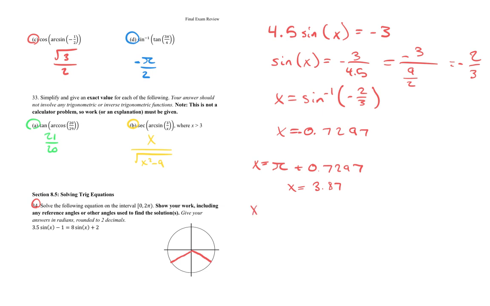Then the other one, we can imagine if we went a whole circle around, so 2 pi, and then we subtracted that amount off of it. So x is going to equal 2 pi minus 0.7297, which will get us that x is equal to 5.55. So these are our two answers there. x equals 3.87 and x equals 5.55.